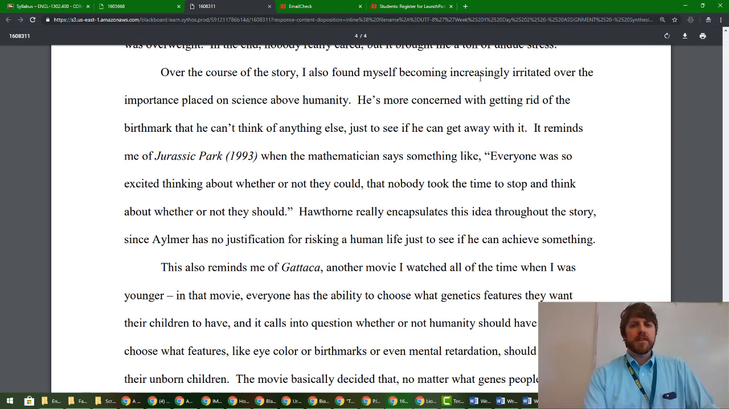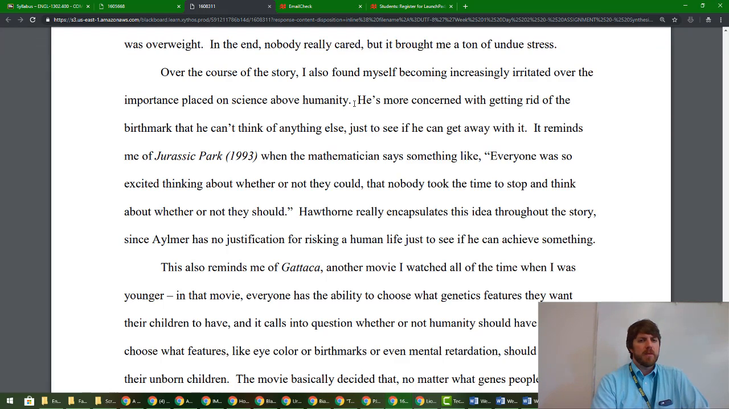Over the course of the story, I also found myself becoming increasingly irritated over the importance placed on science above humanity. That's something he hasn't talked about so far. Science above humanity is what Elmer wants to do. He's more concerned with getting rid of the birthmark. He just can't think of anything else, just to see if he can get away with it.